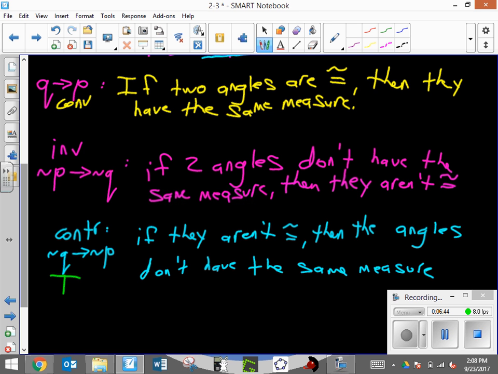Next we'll go to the converse. If two angles are congruent, then they have the same measure. At times when you actually flip these, they can change the truth value. In this case it doesn't. It says if two angles are congruent, then they have the same measure. That is also true. Which means that the converse and inverse, those are logically equivalent. The inverse will also be true, since it's logically equivalent with the converse.